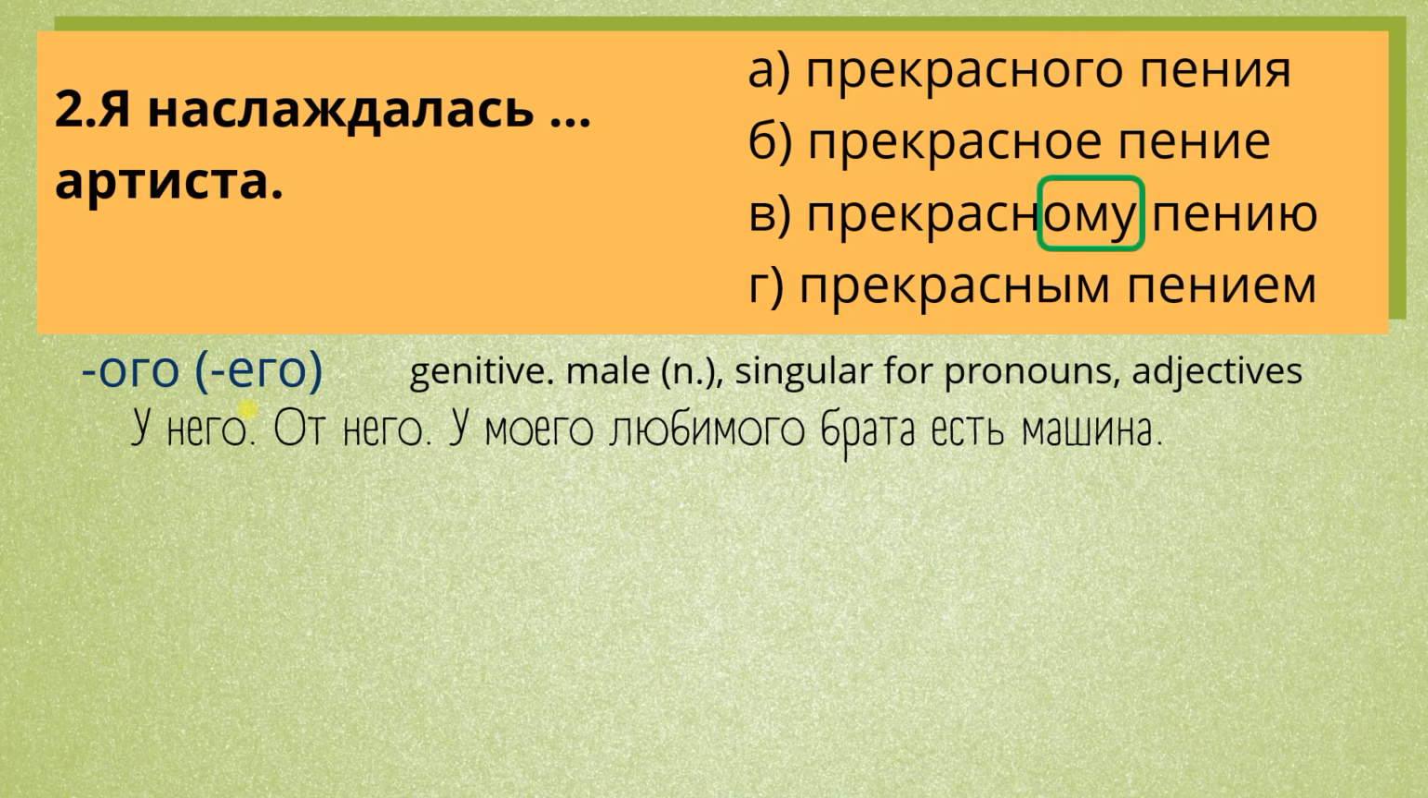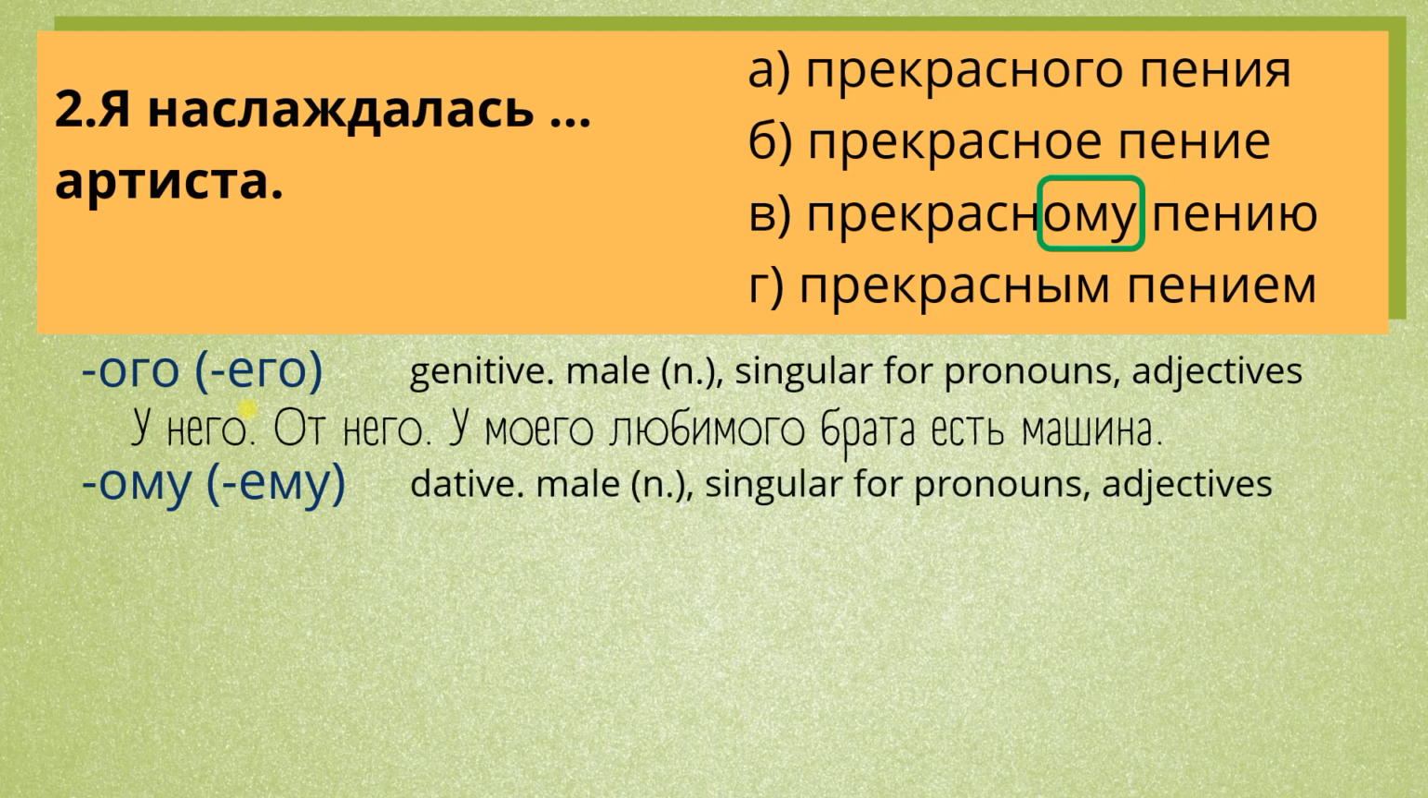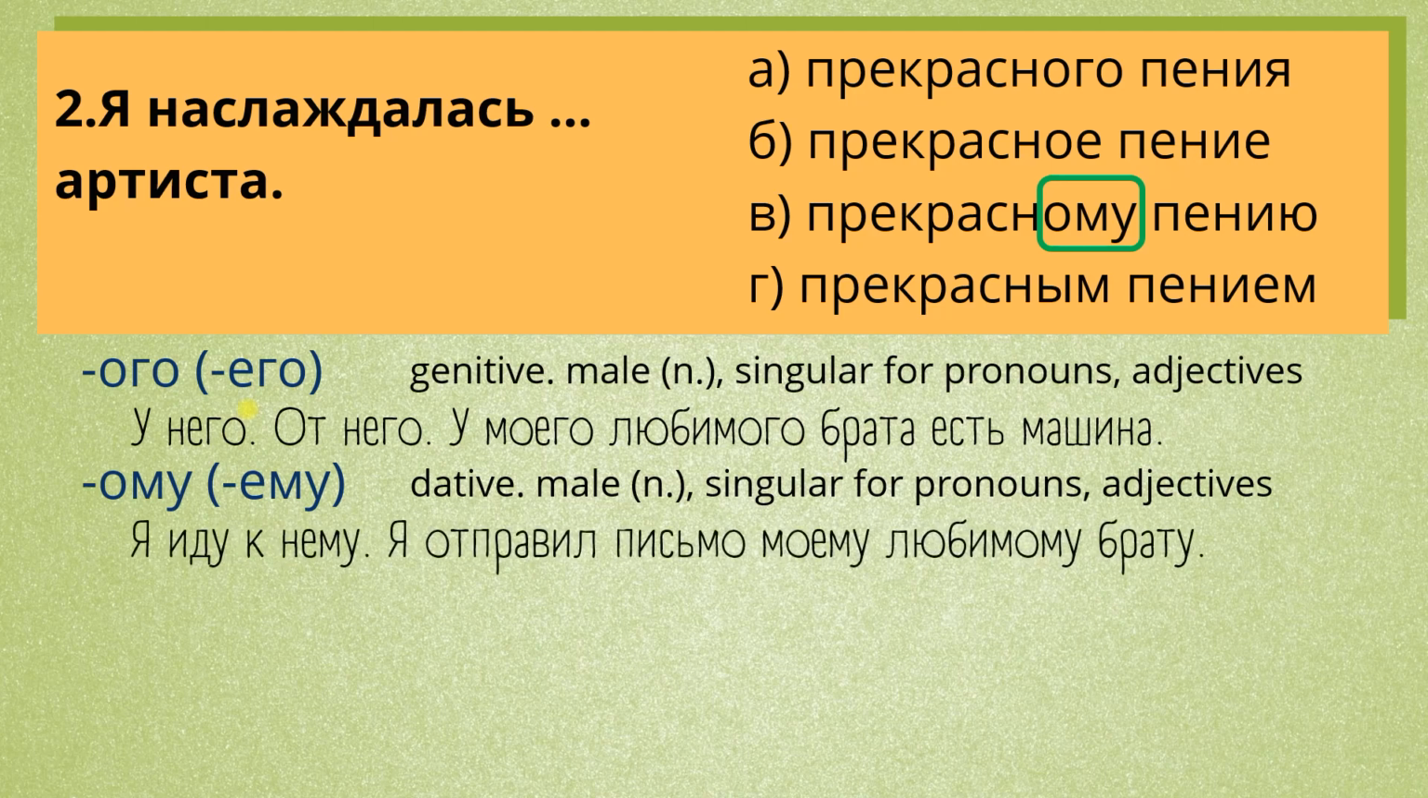Another ending, also quite typical and very extraordinary. It's омо or ему. Maybe you already recognize this ending for the adjectives and pronouns. It's dative case, again for male and neutral. Я иду к нему. Я отправил письмо моему любимому брату.